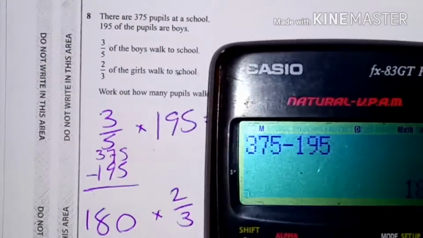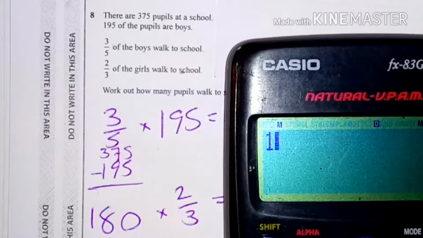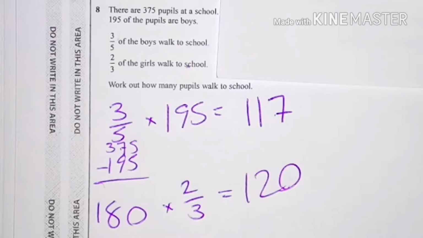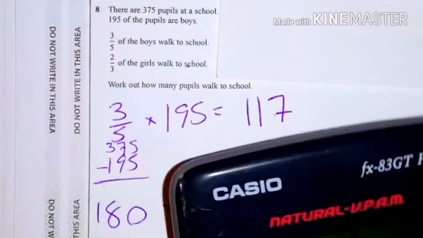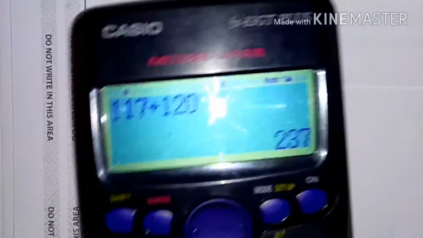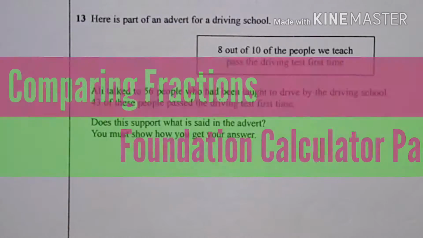So we need 2/3 of 180. I'm going to use my calculator to do 2/3. I could divide it by 3 and times it by 2, I could times it by 2 and divide it by 3, but I'm just going to use my calculator again. 180 times 2/3 equals 120. Then we have to add them. And again, I'm going to use my calculator just to be sure. Equals 237.